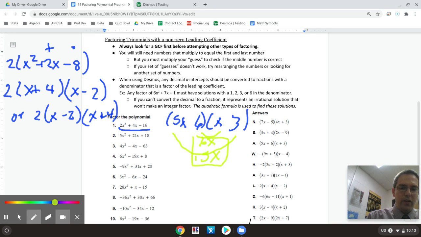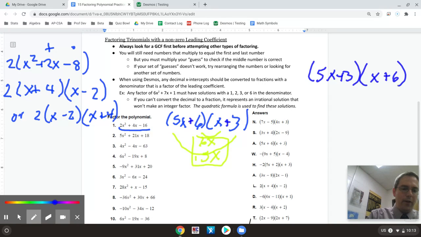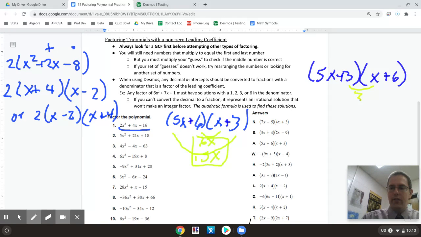Just to illustrate, though, that it's not always that perfect, if I would have tried the same numbers in different order, in other words, if I would have tried 5x plus 3 and an x plus 6, what I would have ended up with, if I multiplied out now, is a 3x and a 30x. And the same numbers with the order switched up did not work. So all I would say then is I might try switching the order of the numbers. I might try something else that multiplies to 18, like 2 and 9. I just tried one set of numbers and it didn't work, and I would just keep guessing until I got it.